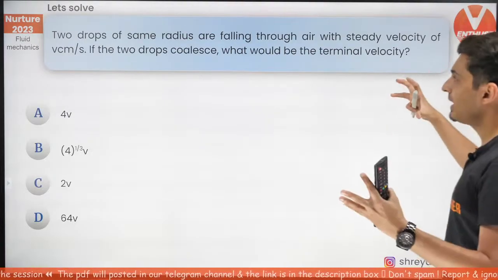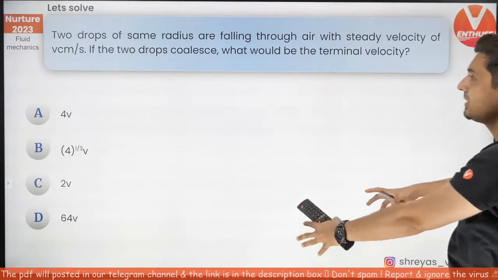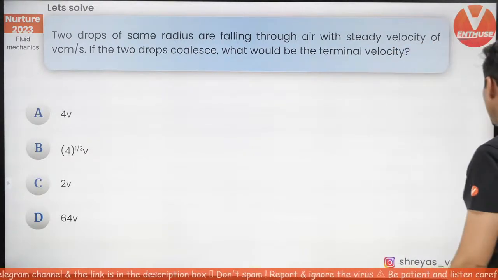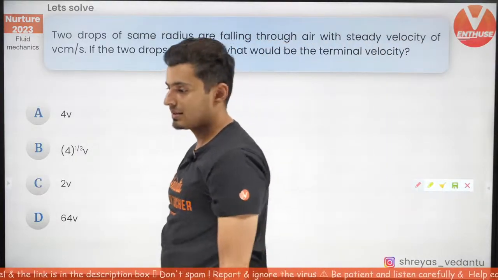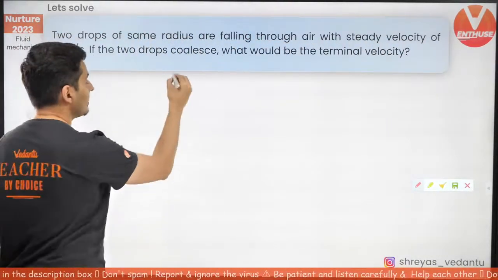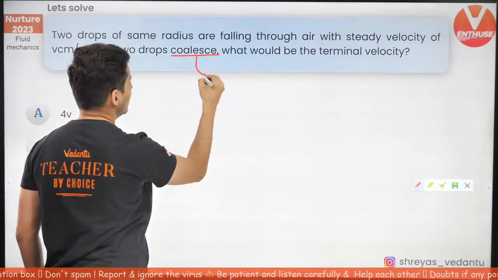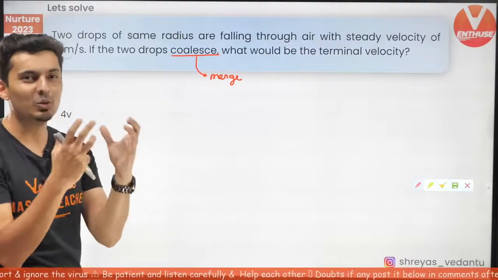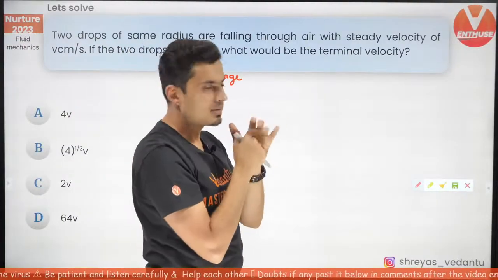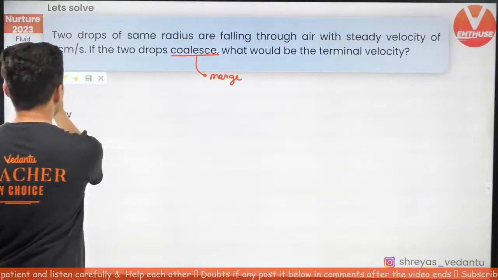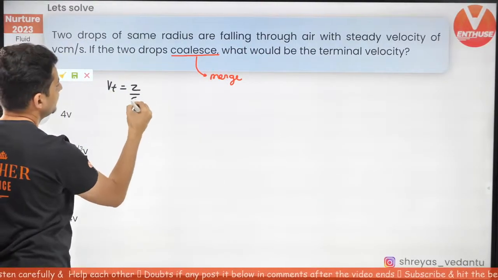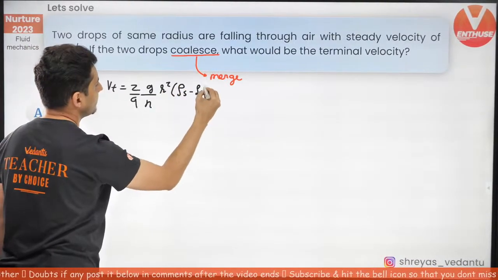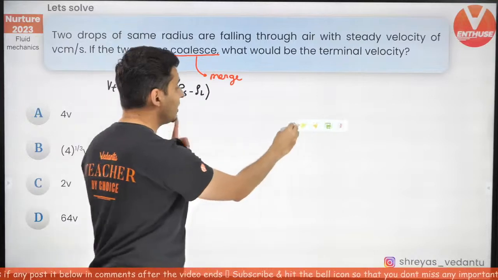Two drops of same radius falling through air with the same speed, v centimeters per second. If they coalesce, what would be the terminal velocity? What's the meaning of coalesce? If the word coalesce is used, it means they merge together. So if they merge together, what would be the new terminal speed? Interesting. Let's find this out. So again, let's start with the formula for terminal speed, which is 2 by 9, then you have g, then you have eta, and then r square, and then sigma solid minus sigma liquid. Fair enough. If they merge, what happens?